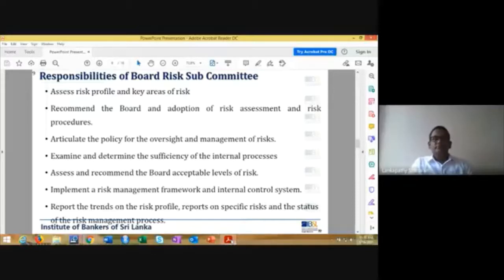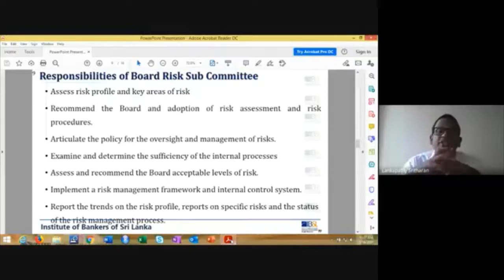And then examine and determine the sufficiency of the internal process. That is what the audit department is actually doing: check and determine. This is also the responsibility of the board risk subcommittee. They have to examine and see, okay, we have introduced this much internal control, this much of a risk management process for the investment function, whether that is sufficient. Especially for operational risk, the risk management committee has a duty or responsibility to examine and determine the sufficiency of the internal process.